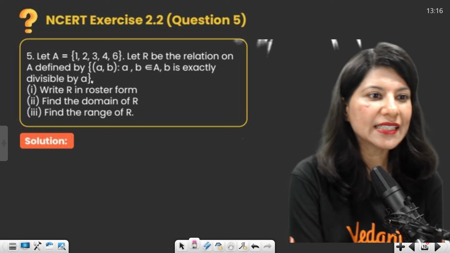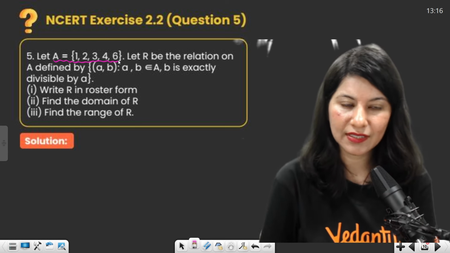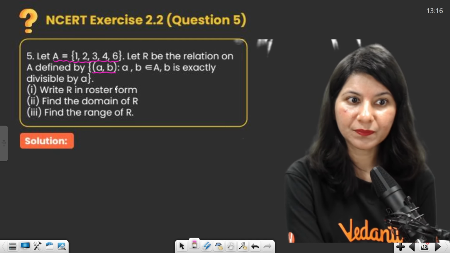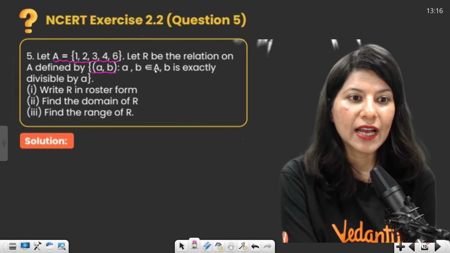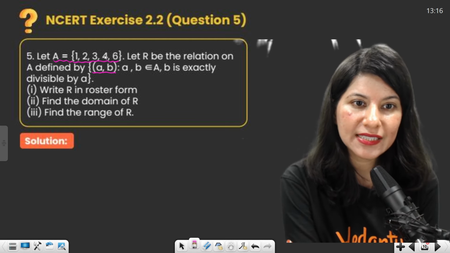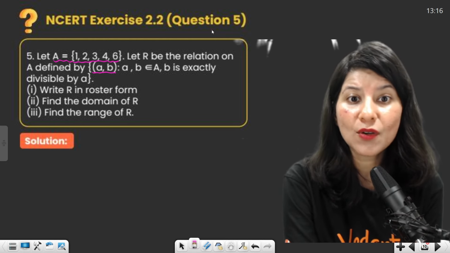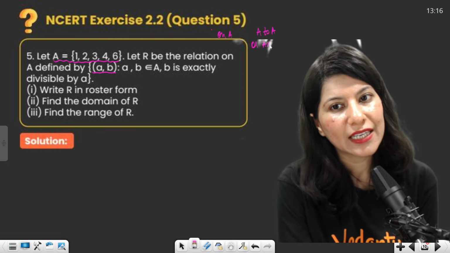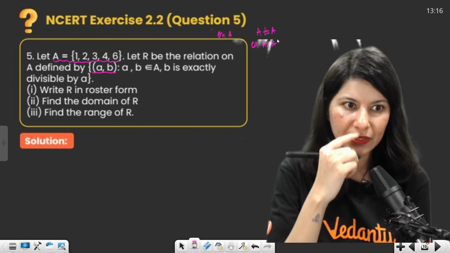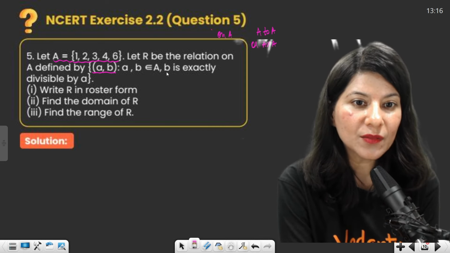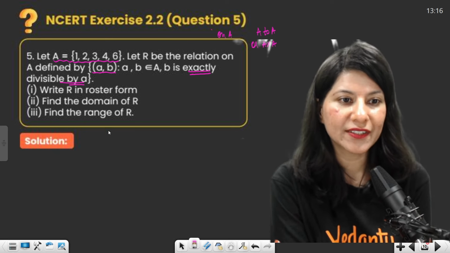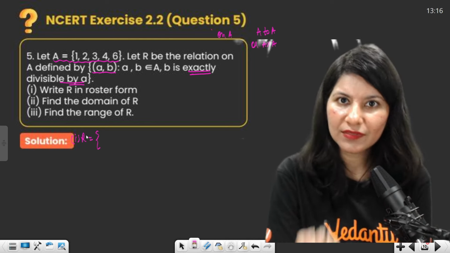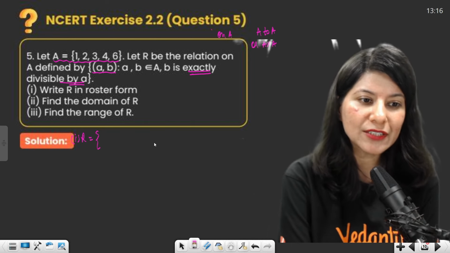Next question. Let A be 1, 2, 3, 4, 6. Let R be the relation on A defined by a comma b. A relation on A means A to A, or A cross A. Basically, both the sets are A only. Now we need to understand that b should be exactly divisible by a. That's the condition. So let us write in roster form first, and then we will be able to know the domain and range, right?